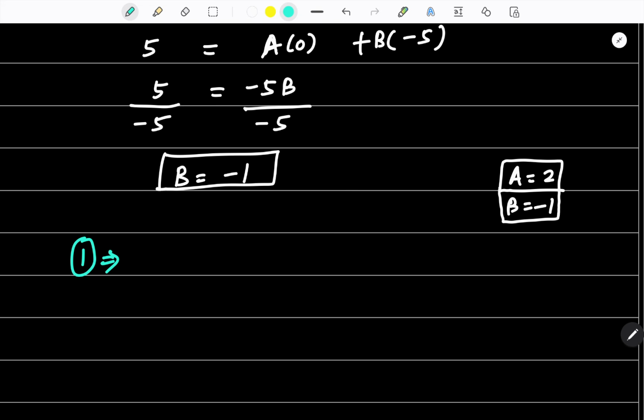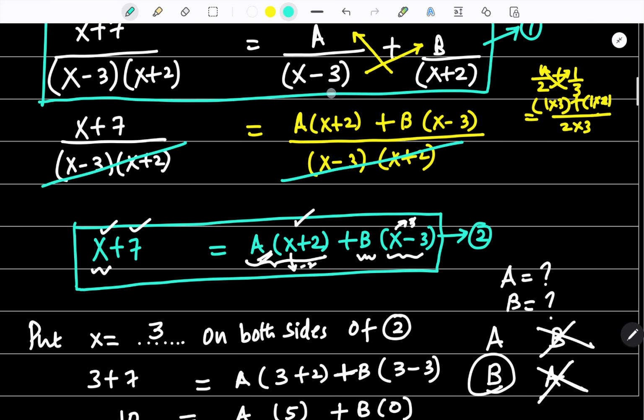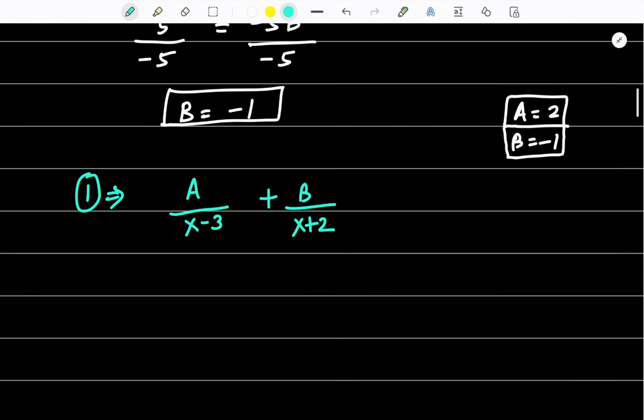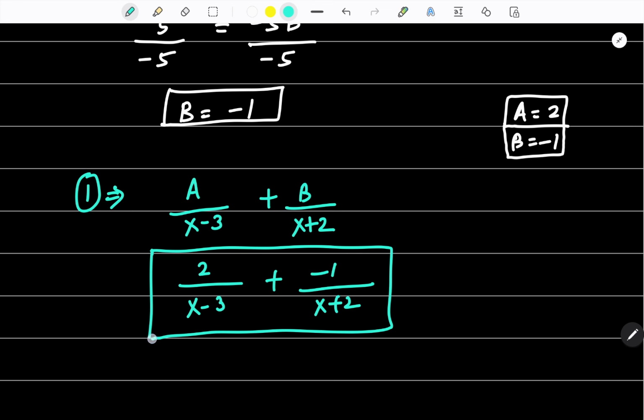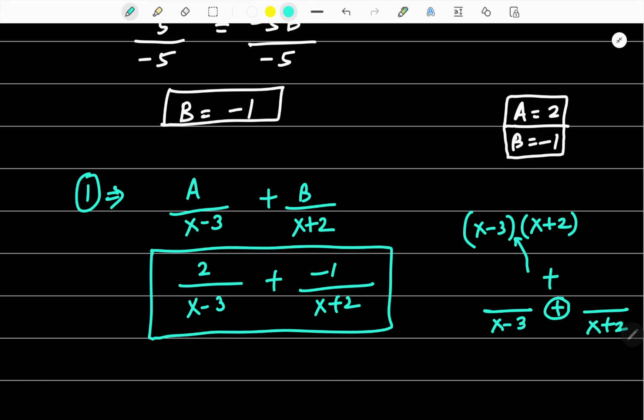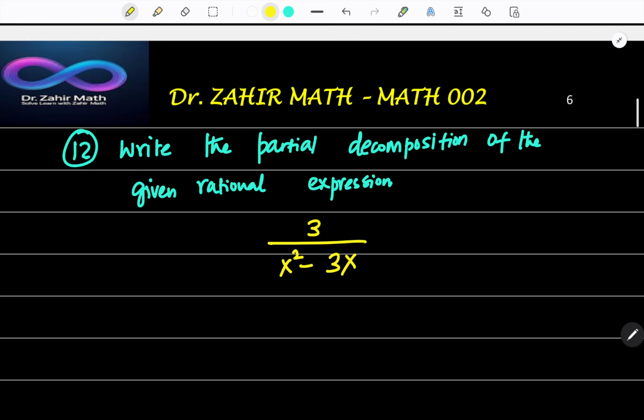Your equation number 1 is a divided by x minus 3 plus b divided by x plus 2. Let me check. Yes, x minus 3, x plus 2. So this equals a, which is 2, divided by x minus 3 plus b, which is minus 1, divided by x plus 2. So this is called partial fraction decomposition. Before it was a product. I made this product into a plus, by x minus 3 and then by x plus 2, with a plus in the middle. Clear? Nice question.